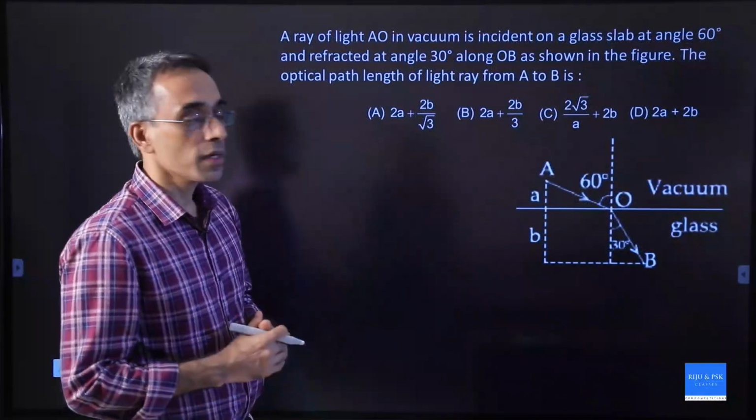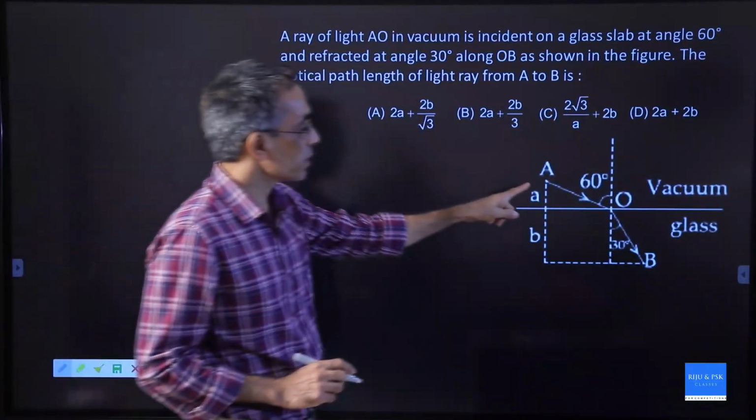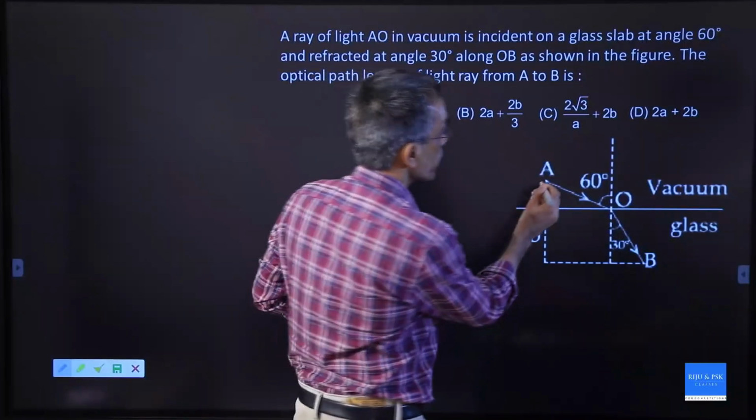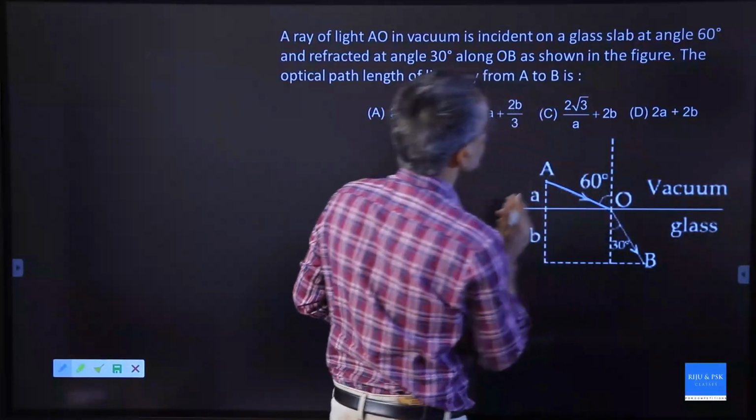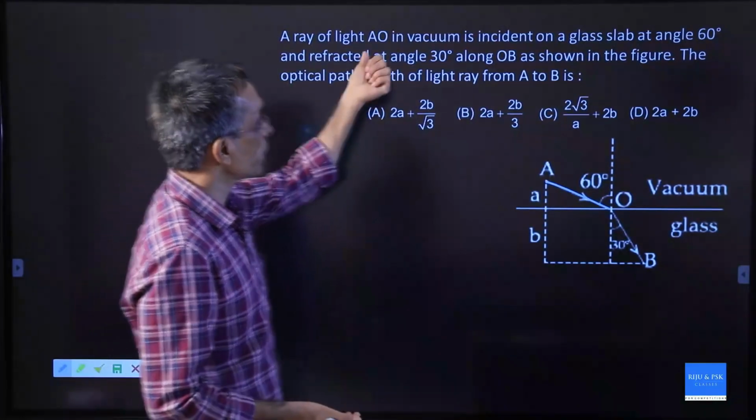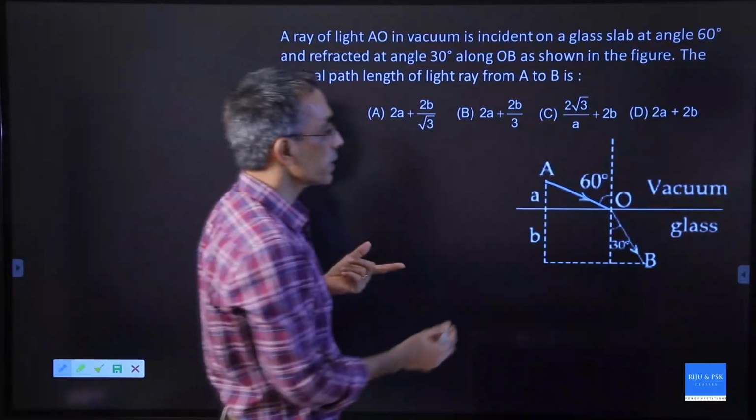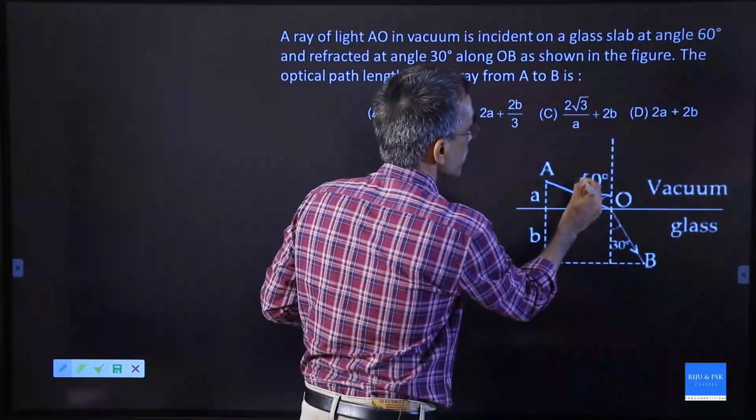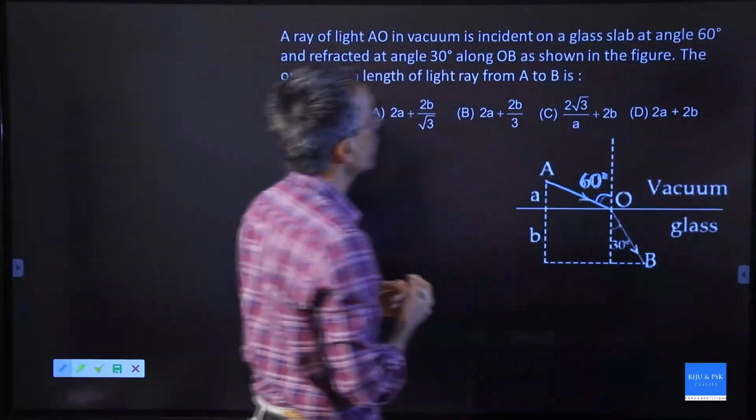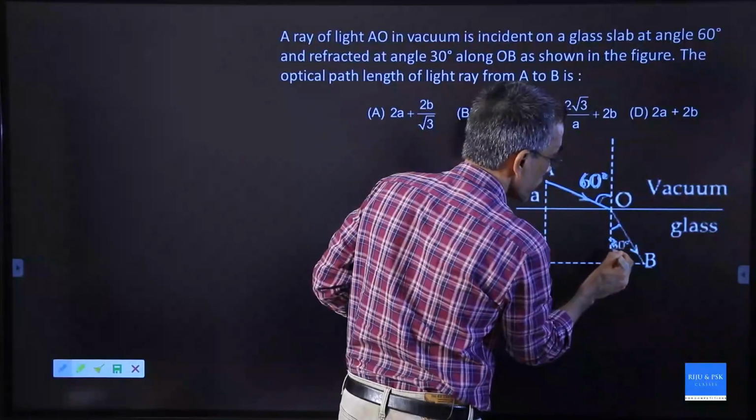This is a question from 2019 JEE. A ray of light AO, so you can see AO, ray of light is coming AO, incident on glass, it is coming in vacuum. So, this is vacuum, this is glass, and the incident angle is given here as 60 degree, and the refracted angle is also given, that is 30 degree.